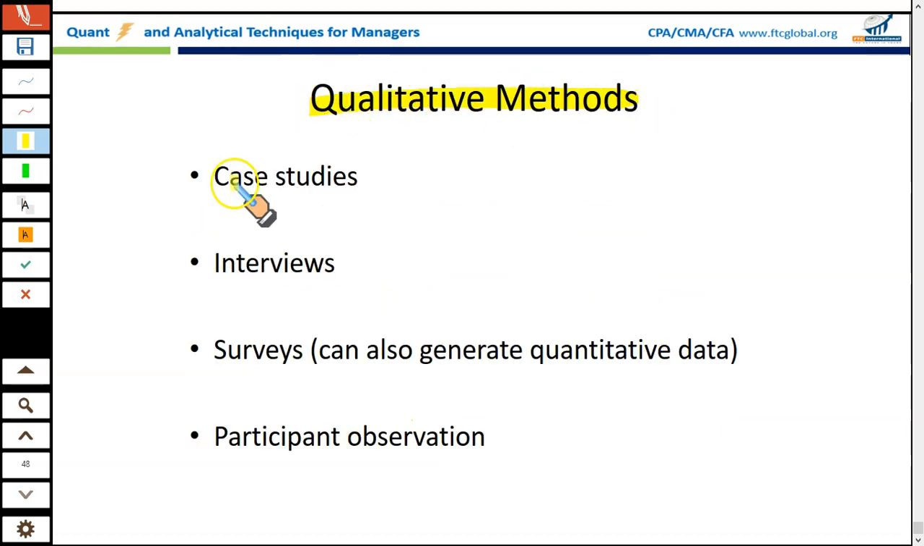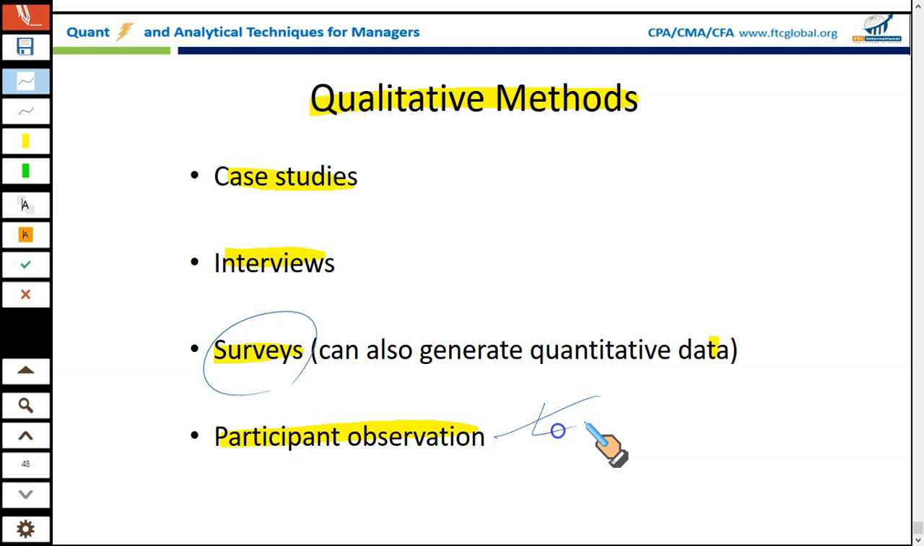In qualitative methods, we have case studies, interviews, surveys, and participant observation. So a case study involves an in-depth examination of a single situation, an individual or a group, to explore and understand some complex issue in a real-life context. Interviews, clearly direct conversation with individuals aimed at gathering detailed information about their opinions, their experiences, their behavior, and so on. Surveys are another method for collecting information by asking many individuals the same questions. And this can provide both numerical data and detailed insights into the data.